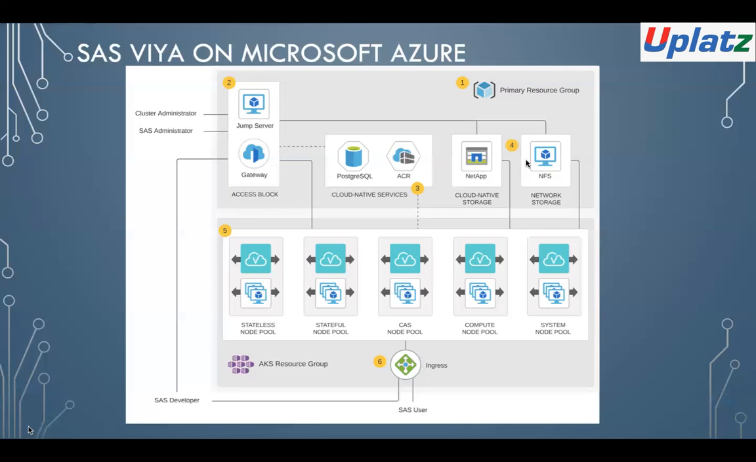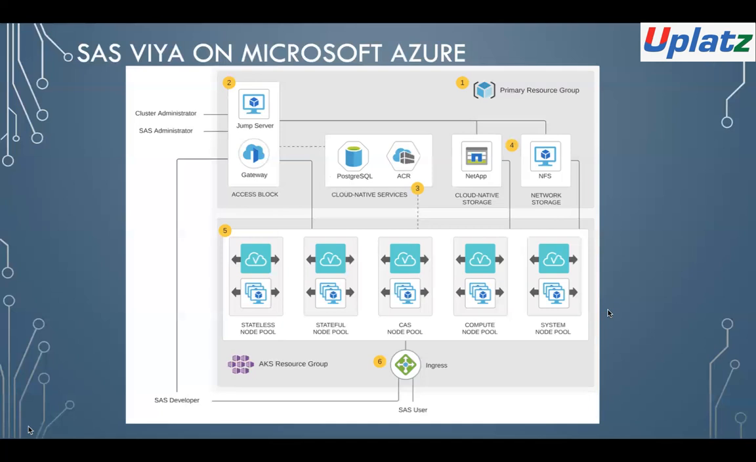Then the fourth part is the cloud native service provider operational persistent storage for SaaS via platform, and a network file system, NFS, which is used, is shown here as a required persistent storage for the SaaS via platform. Then the fifth part is the same component that we saw earlier. Azure Resource Group contains the SaaS resources, and this is used to optimize the workload balance. A full topology is shown across the node pools here: stateless node pool, stateful node pool, CAS node pool, compute node pool, and the system node pool.